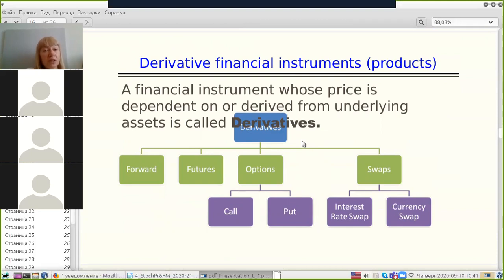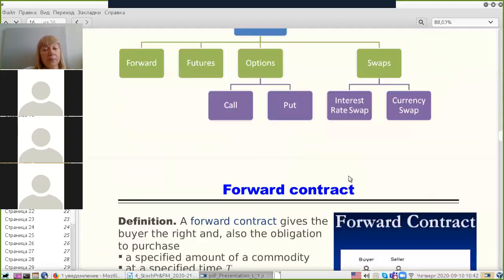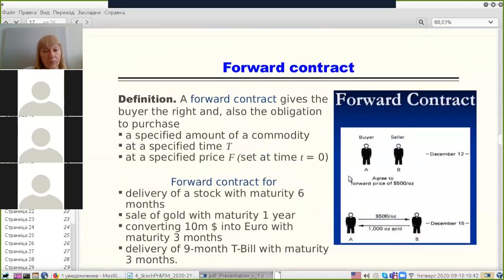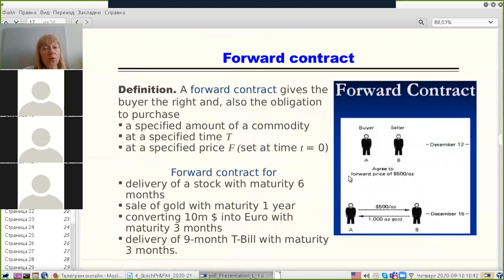Today, after this lesson, you should fill in a crossword, and this word, derivatives, will be in the crossword. Which types? Forward, futures, options, and swaps. These are the main types, and we begin with the forward contract.